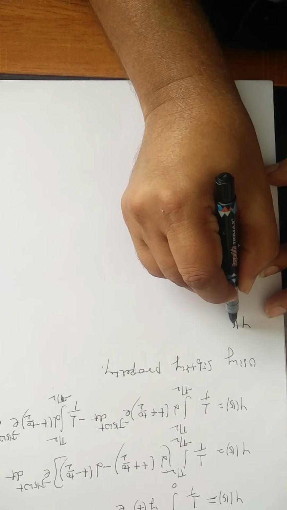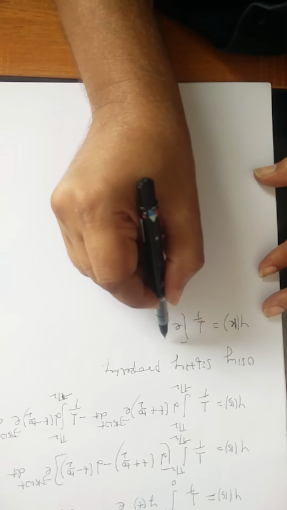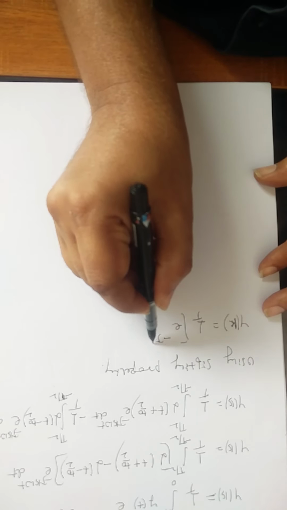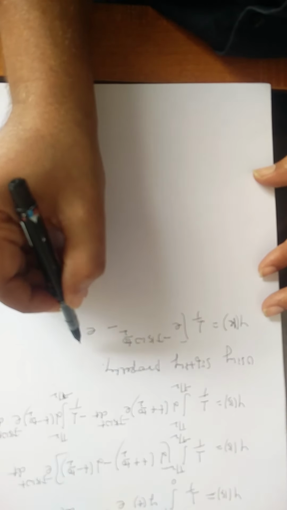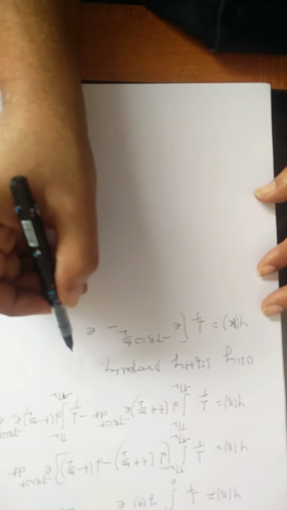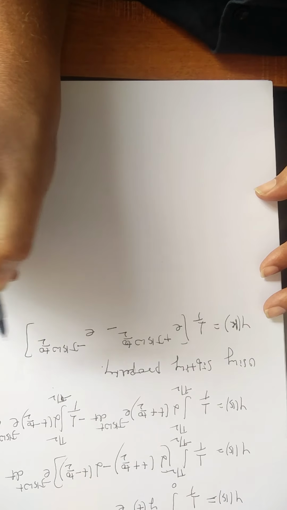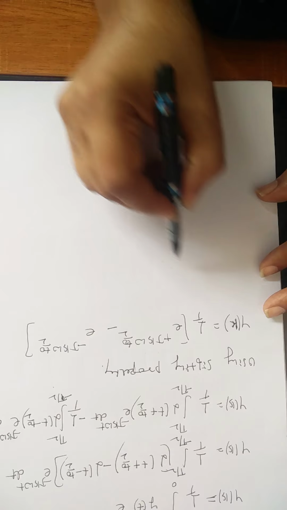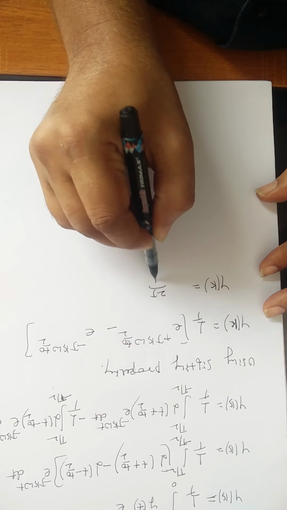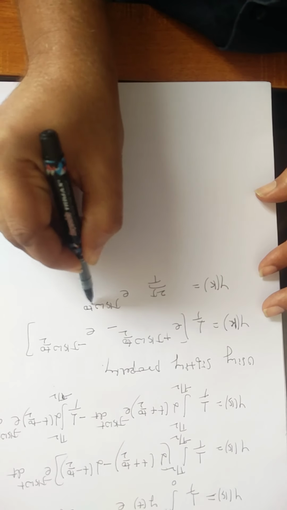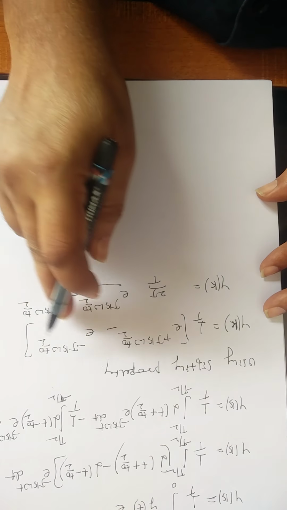Next, I can write Y of k is equal to 1 by T, e to the power of minus jk omega T naught by 2, minus e to the power of plus jk omega T naught by 2, since minus of minus becomes plus. I have taken 1 by T outside. For the final answer, I can adjust 2j here, so e to the power of jk omega T naught by 2 minus e to the power of minus jk omega T naught by 2, whole divided by 2j. This will become sine.